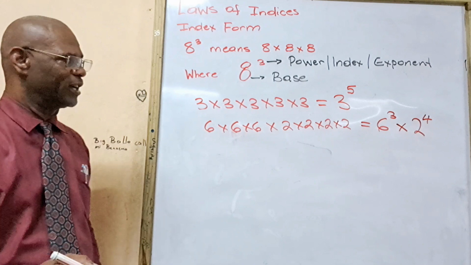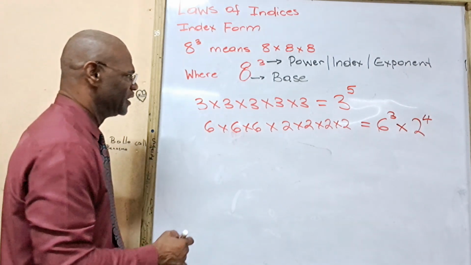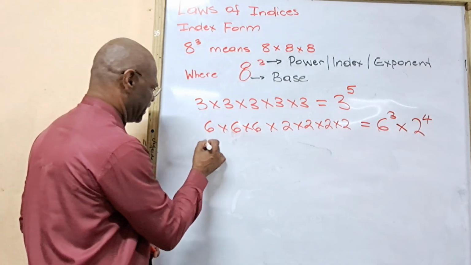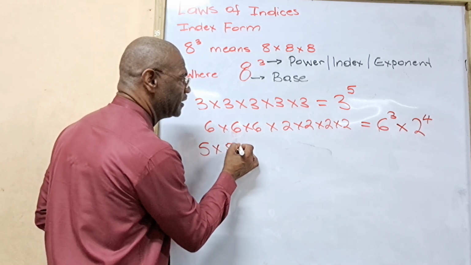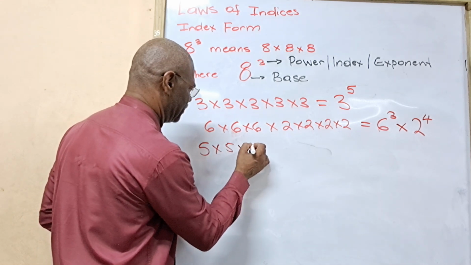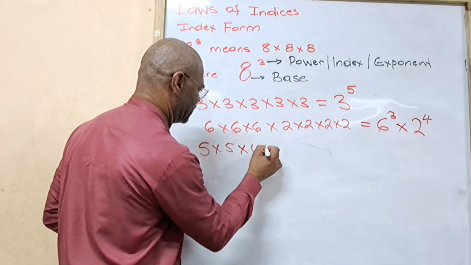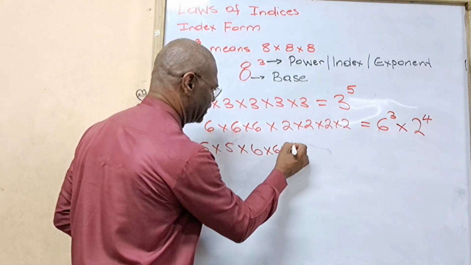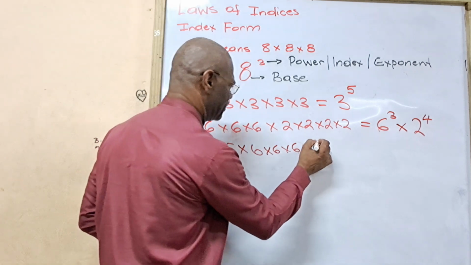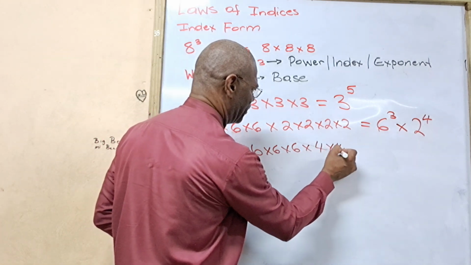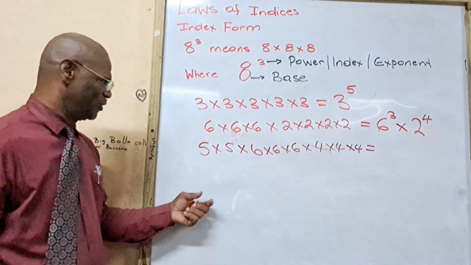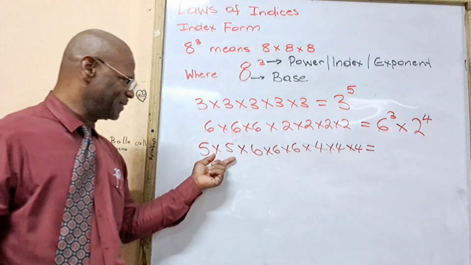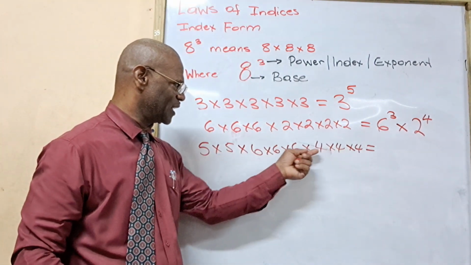Alright? Okay, now let's look at another example. Now, so we have 5 times 5 times 6 times 6 times 6 times 4 times 4 times 4. What do we have here? So we notice we have 5 times 5, 6 times 6 times 6, and we have 4.